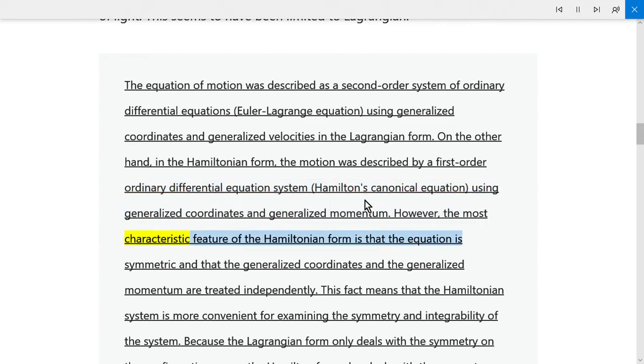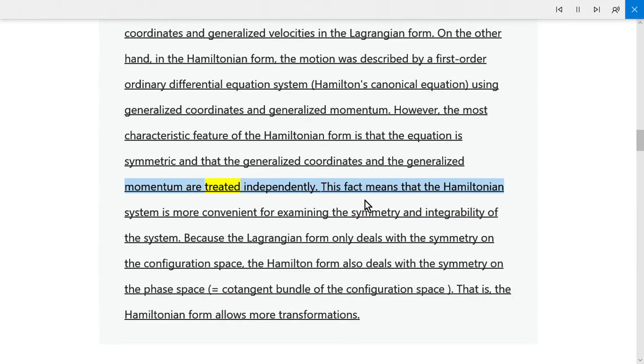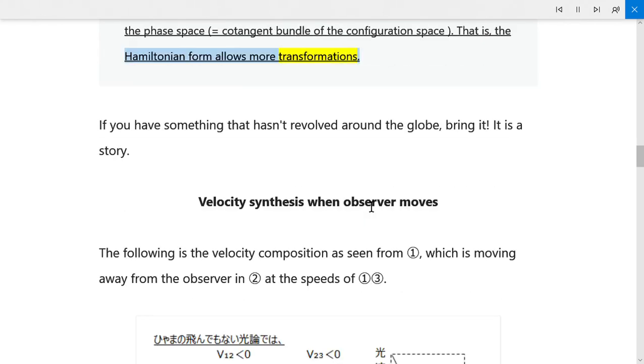However, the most characteristic feature of the Hamiltonian form is that the equation is symmetric and that the generalized coordinates and the generalized momentum are treated independently. This fact means that the Hamiltonian system is more convenient for examining the symmetry and integrability of the system. Because the Lagrangian form only deals with the symmetry on the configuration space, the Hamiltonian form also deals with the symmetry on the phase space, equals the cotangent bundle of the configuration space. That is, the Hamiltonian form allows more transformations.